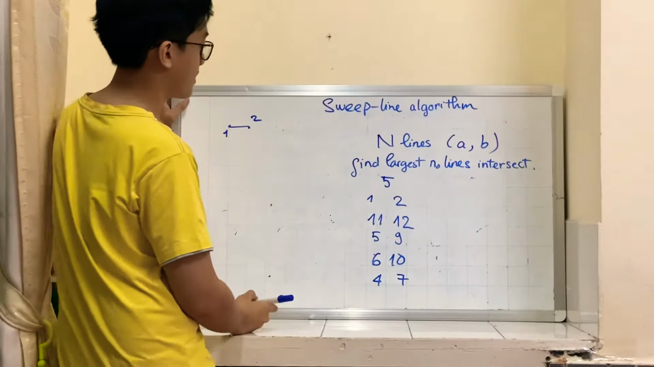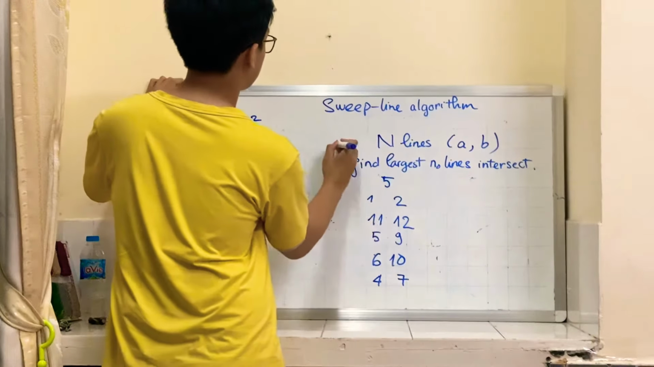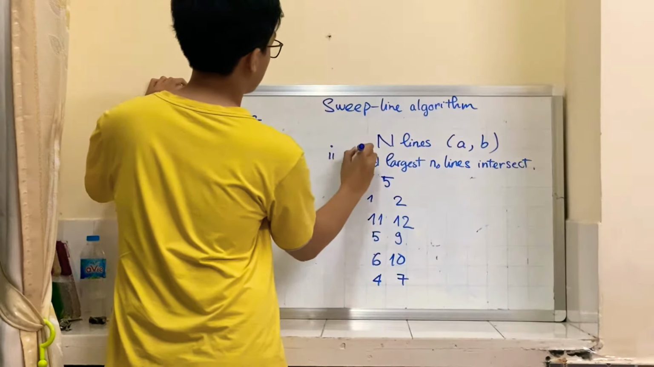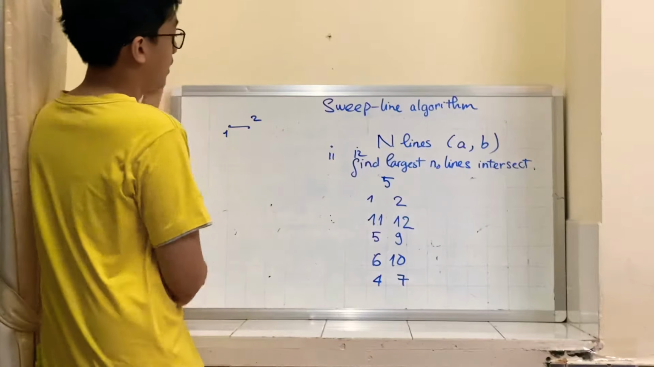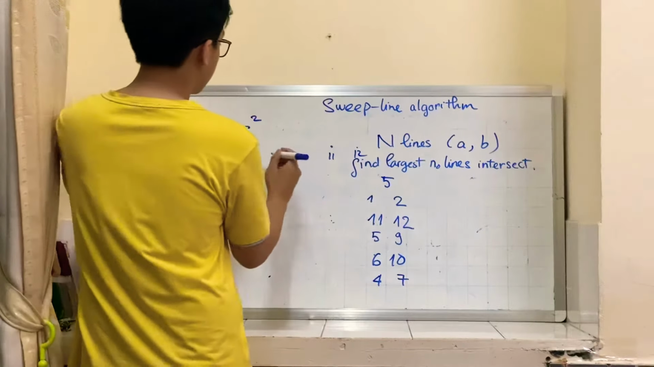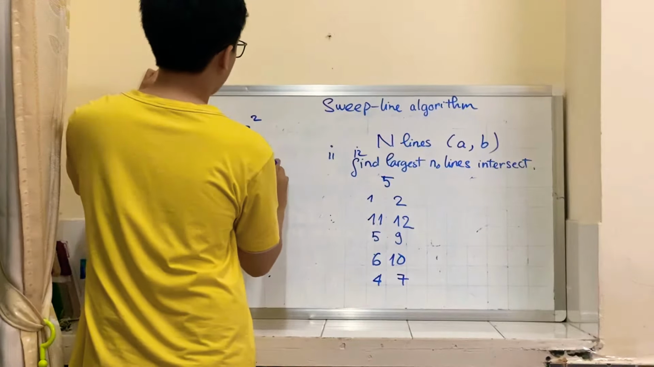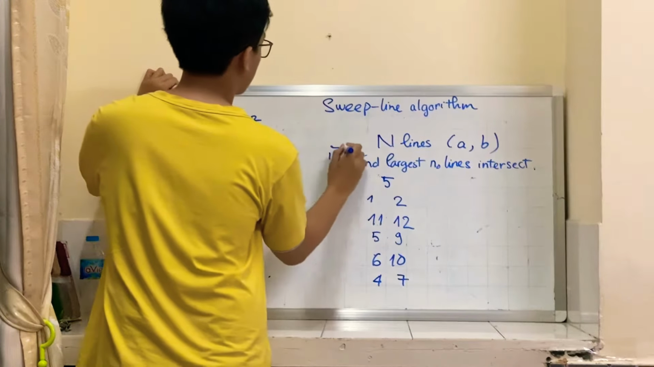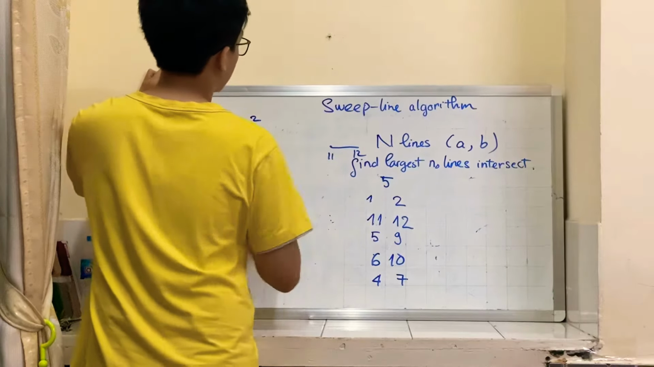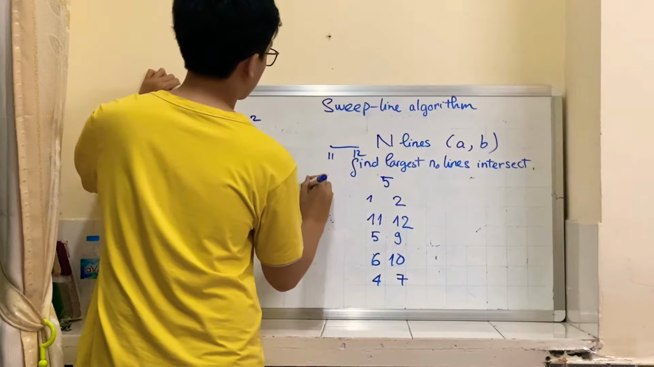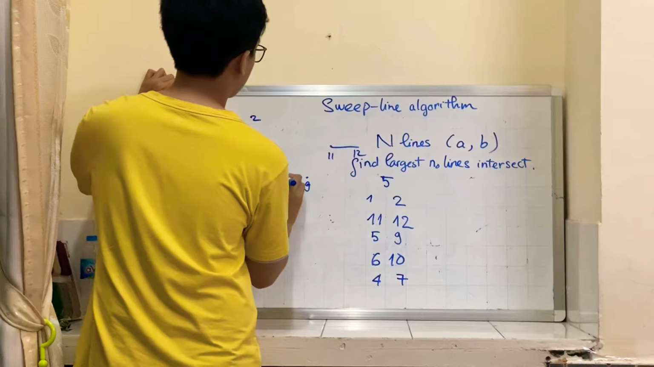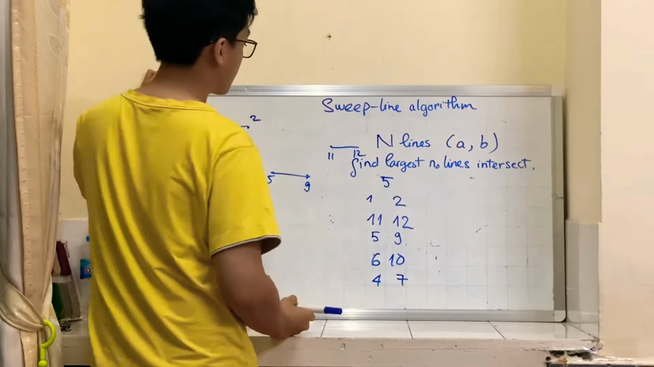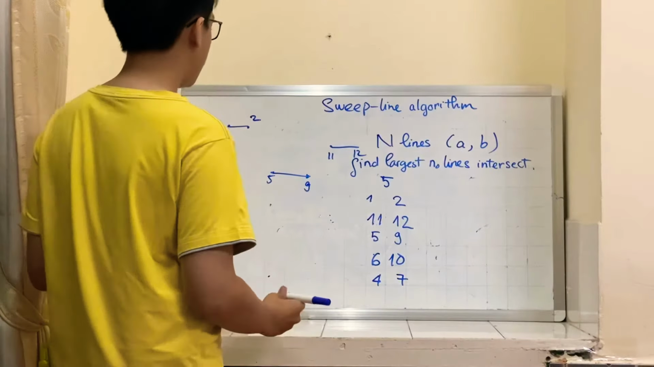The second line is 11 and 12, over here. The third line is 5, 9. The fourth line is 6 and 10, from 6 to 10.